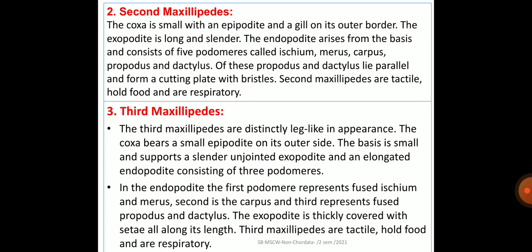The function being, these maxillipedes take part in feeding and hold the food in position while the mandibles masticate it. The second maxillipedes are also tactile, and respiratory. Third maxillipedes are also tactile, hold food and are respiratory in function because they have a lobe-like or leaf-like structure in their coxa, which is called the epipodite.